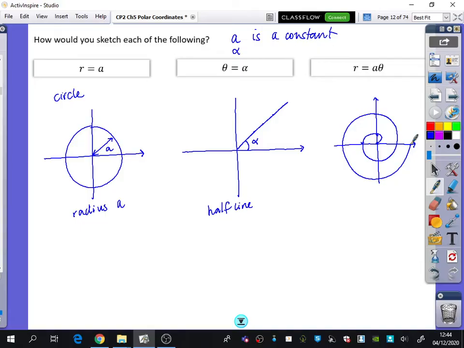Well, I can tell you how many it is. 0, pi, 2 pi, 3 pi, 4 pi. So this one is for theta between 0 and 4 pi. Obviously, if I did that all the way up to 100 pi, it's going to be a spiral that's going on for a lot longer, okay?